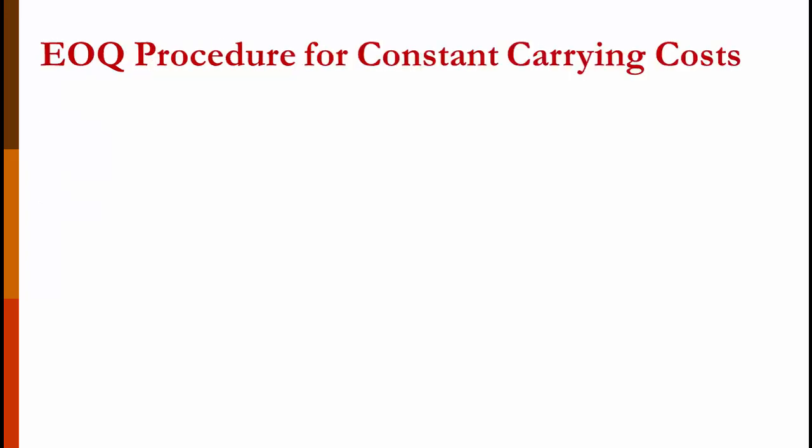There are 2 different models that I have to consider. One where my carrying cost is constant, say $1 per item, and the other where my carrying cost is a percentage of the price. So if my carrying cost is a percentage of the price, my carrying costs go down when the price goes down. We're going to look at constant carrying costs first. In other words, I pay $1 per unit in carrying cost regardless of what the price is. The steps for solving this are as follows.